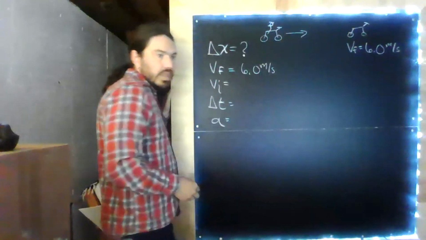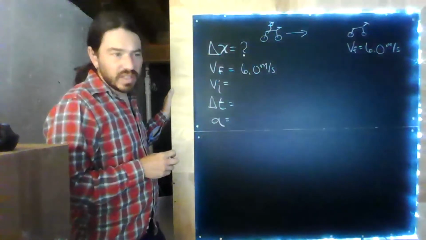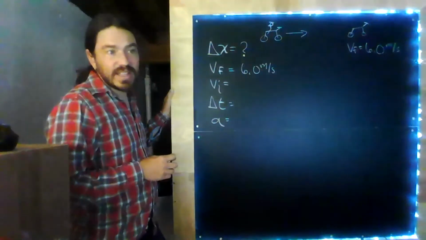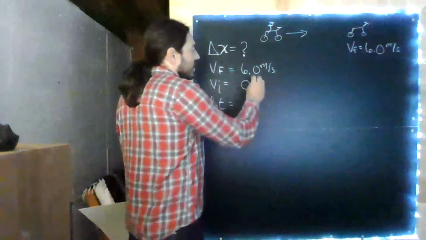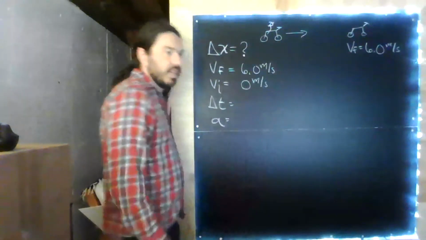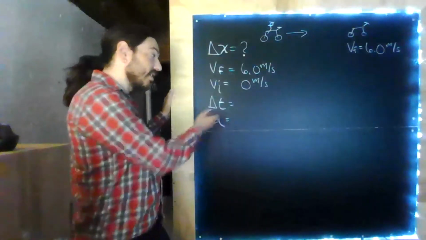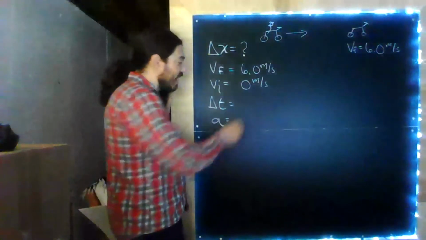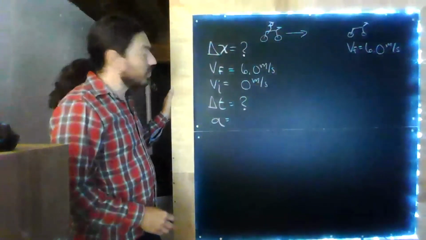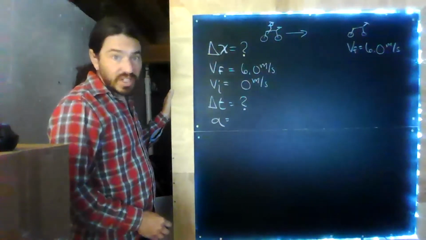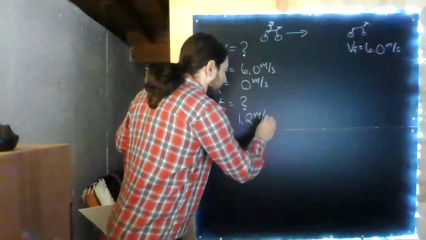V initial. Ooh, this is a tricky one to look out for. They didn't explicitly tell us what his initial velocity was, but they say he is stopped at a red light. Well, stopped at a red light means his initial velocity is 0 meters per second. Next is delta t. Do we know delta t? No, in fact, that's what we're asked for. It says how many seconds after the light turns green, so we're looking for delta t. Acceleration, did they give us that? Yes, they did. 1.2 meters per second squared.